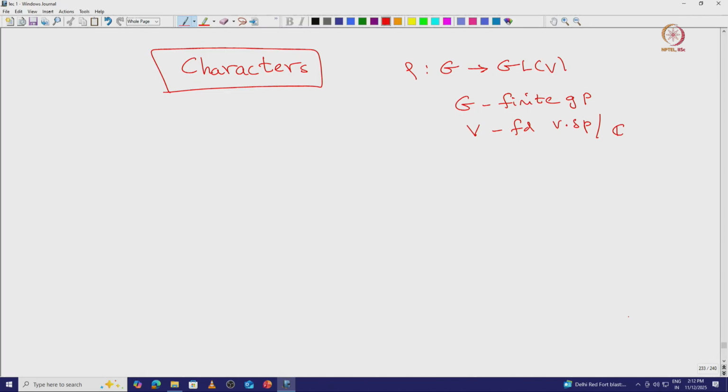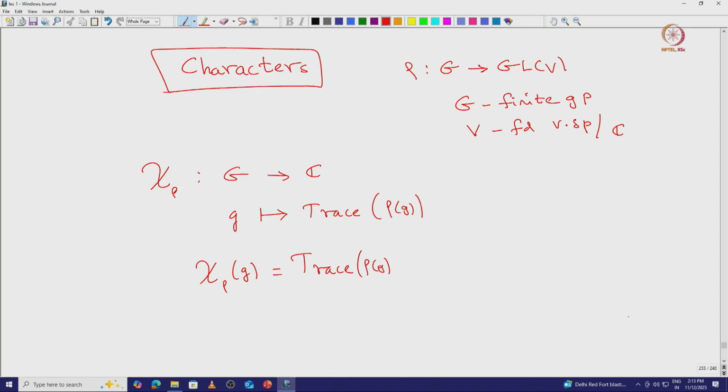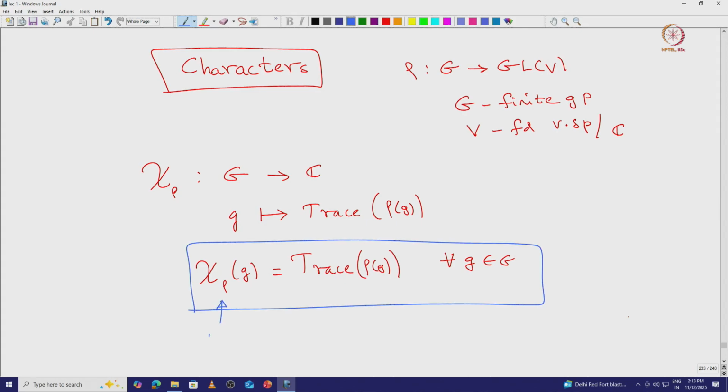Now, what is a character? A character is a function from G to complex numbers, where this character records all the traces of the actions of elements of G. Given g in G, you take the trace of rho of g, and so chi rho of g is given by this trace, and this is how this function is defined for all elements of G. This chi rho is called the character of this representation rho.